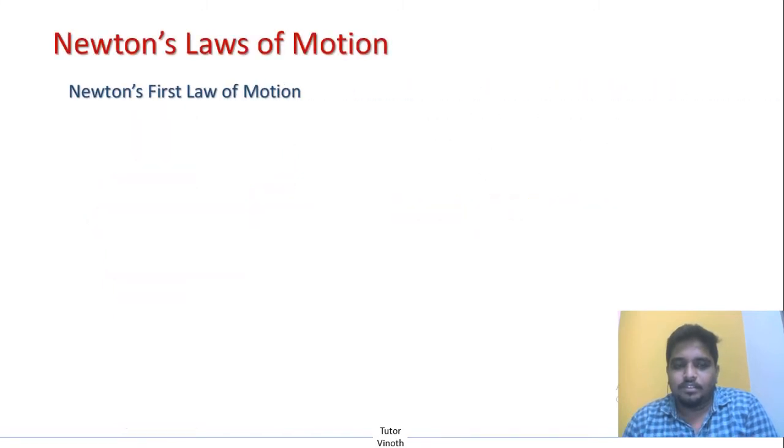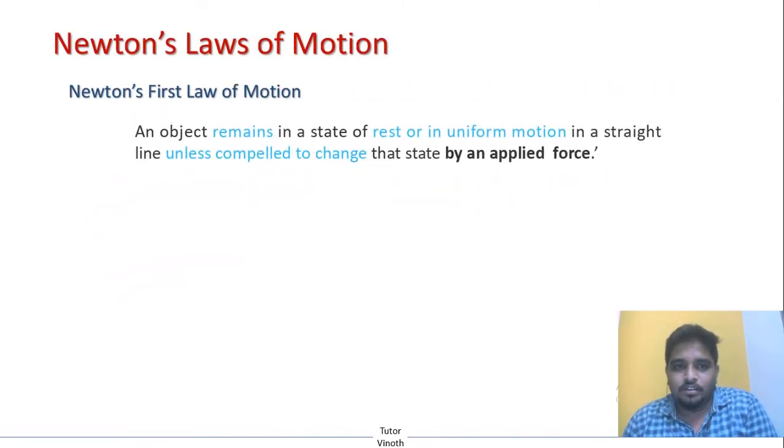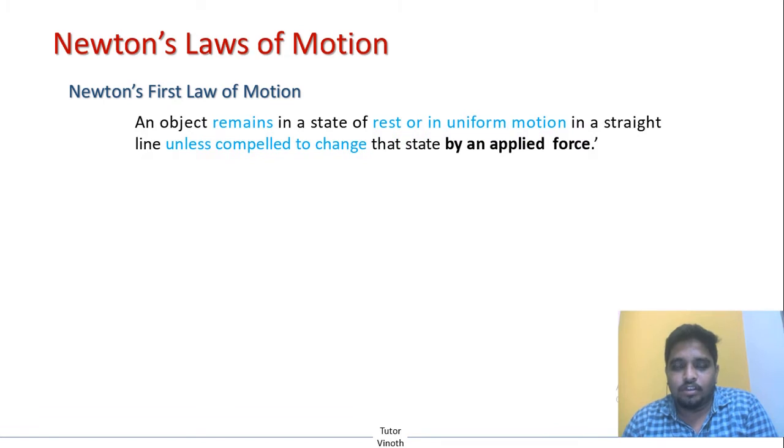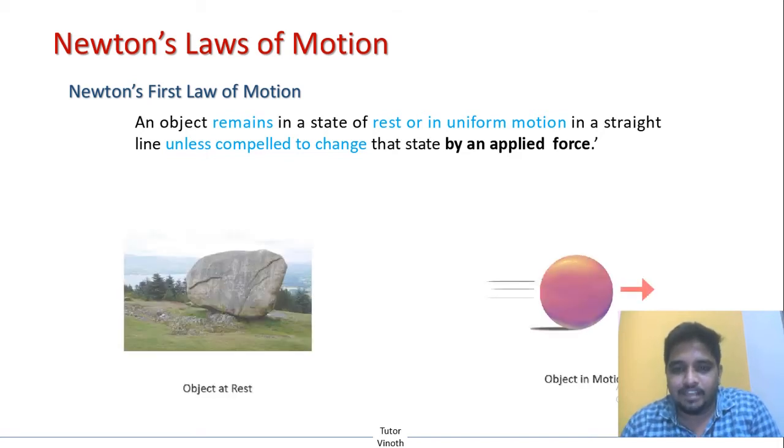Then, first, Newton's law of motion. What is Newton's first law of motion? It's like an object remains in a state of rest or in uniform motion in a straight line unless compelled to change the state by an applied force.